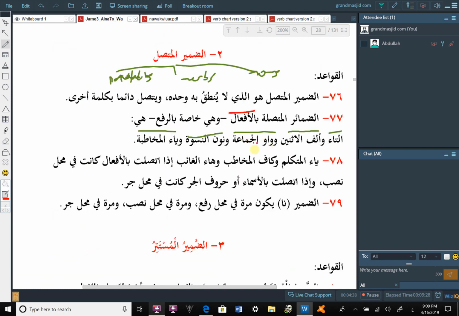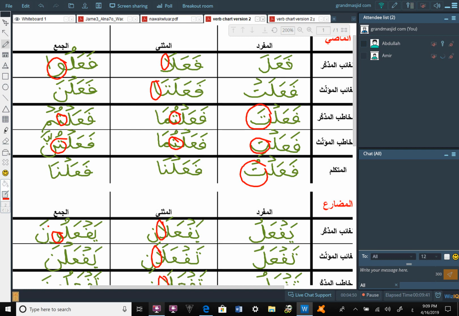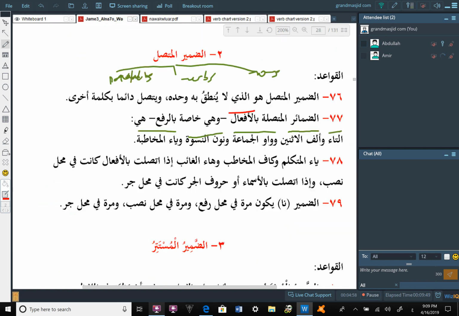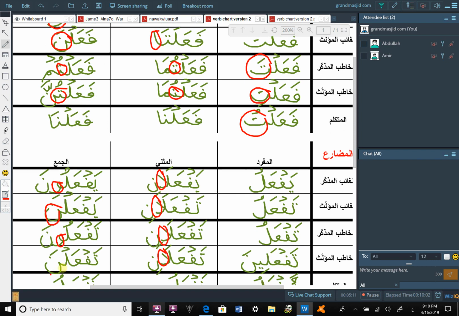Then you have the waw al-jama'a. Fa'alu and yaf'alu, as well as taf'aluna. Yaf'aluna, taf'aluna, fa'alu. Then you have the Nun al-Niswa here. Fa'alna, and yaf'alna and taf'alna. All of these are the Nun al-Niswa.